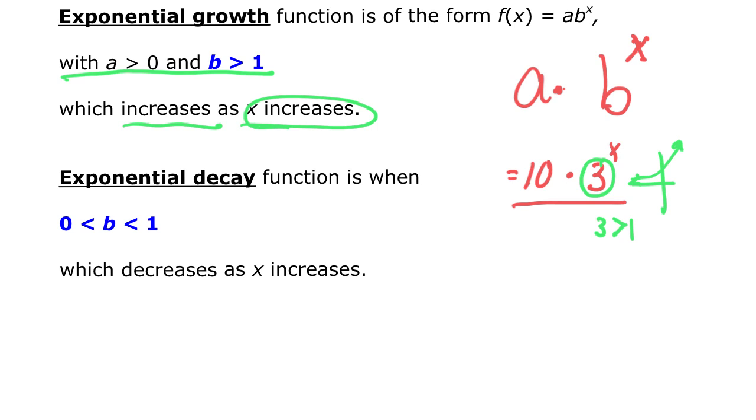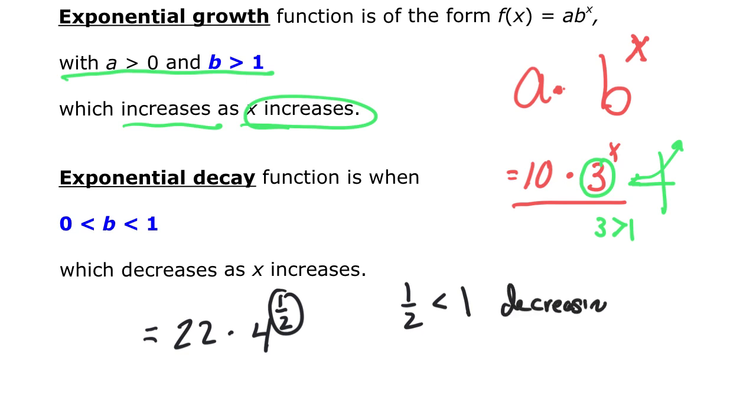If, however, you have an example where we have something like 22 times 4 to the 1/2, now the base is less than 1. So it's decreasing. And I already know what my graph should look like. Something like that.